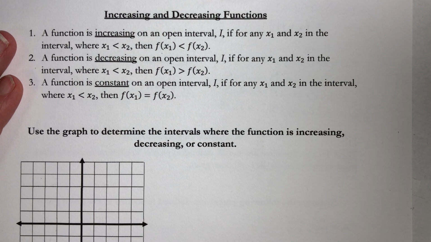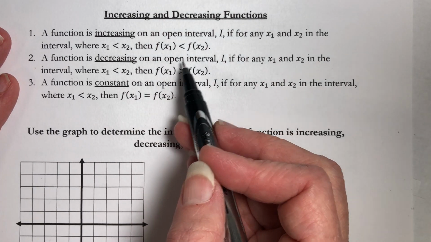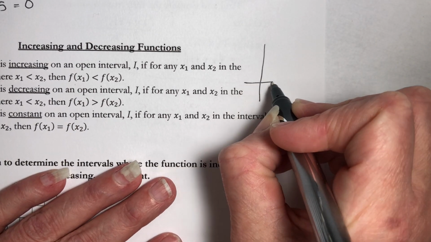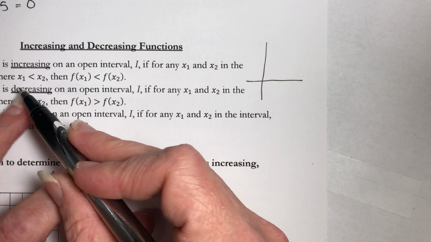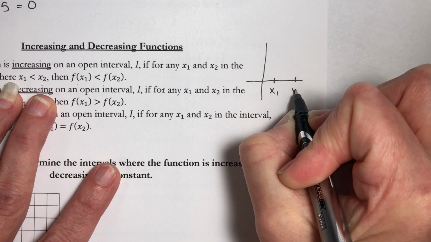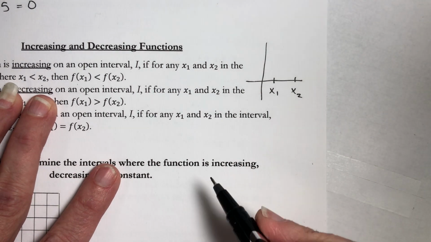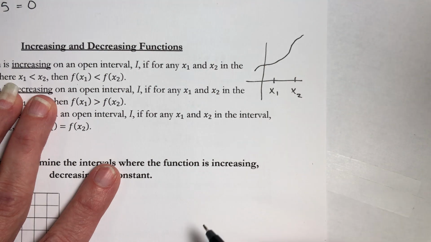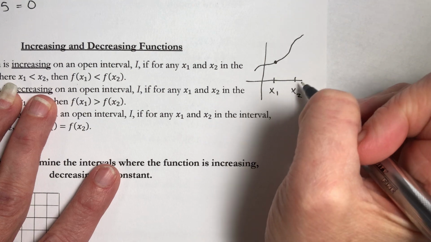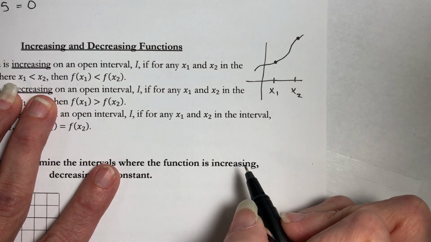A function is increasing on an open interval I if for any x1 and x2 in the interval where x1 is less than x2, then f of x1 is less than f of x2. Okay, what does this mean? So we have some sort of graph, and our x values, x1 is smaller than x2. So let's say this is x1 and this is x2. And we have some sort of graph. Now, my graph at x1 is right here. My graph at x2 is up here.